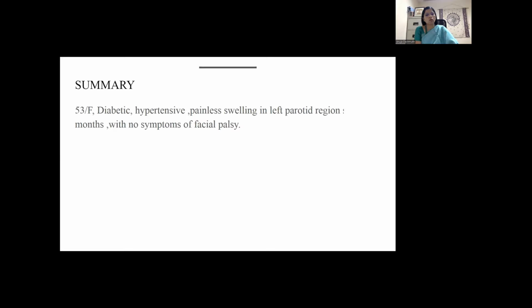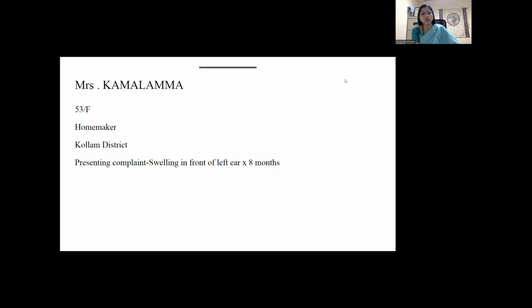Just go to your first slide. You said this patient had a history of similar swelling 20 years back, and now you're giving a history of 8 months. Can you elaborate on the duration of this swelling? Because in a parotid case, the swelling history is very important: how much time duration the swelling has been increasing.